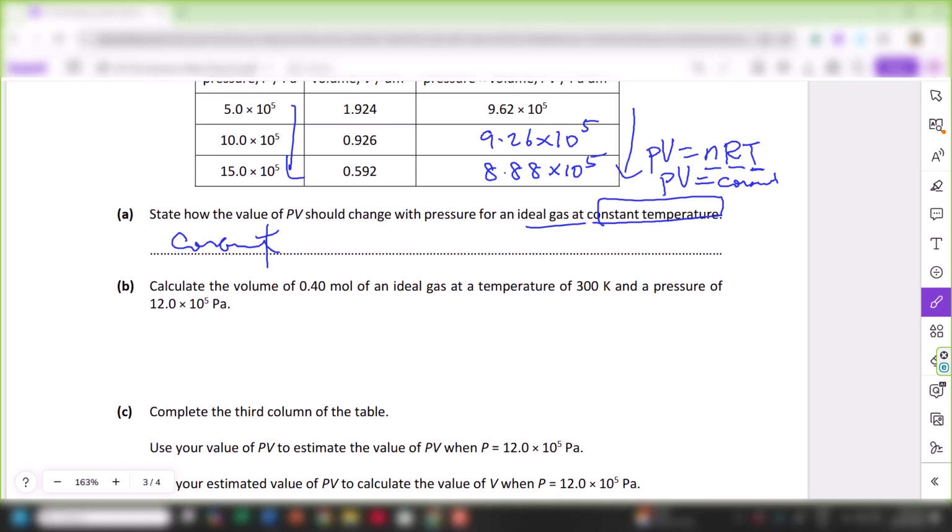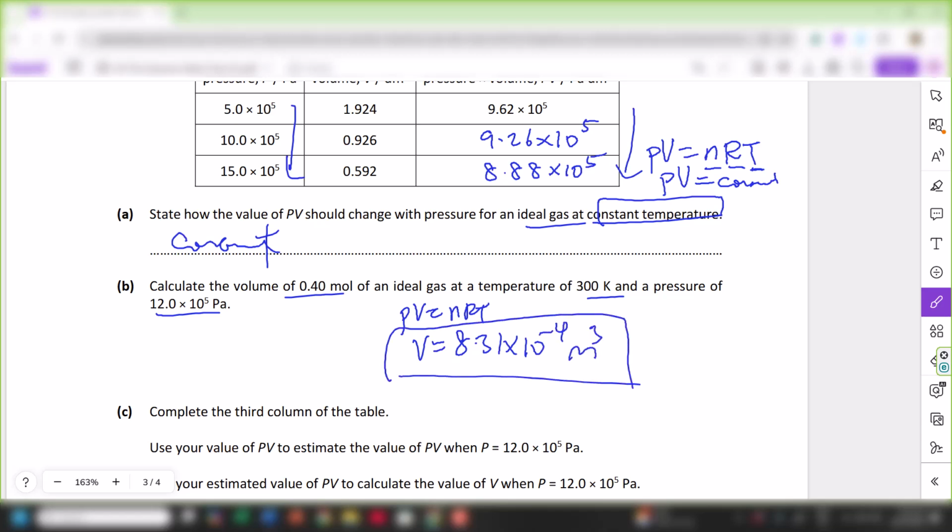For part B, calculate the volume of 0.4 moles of an ideal gas at a given temperature and pressure. So you are given a certain pressure, a certain temperature, and the number of moles of the ideal gas. So this is for an ideal gas. All you need to do is punch the calculators, so I will not go into detail. PV equals nRT, so you just calculate. You're going to get V equals 8.31 times 10 to the power of minus 4 cubic meter. Take note of this value. This is for the ideal gas.